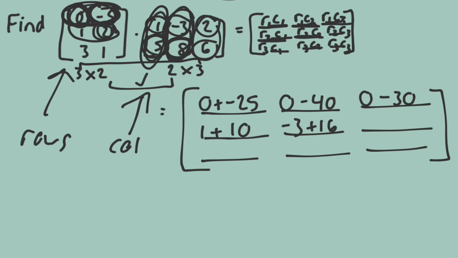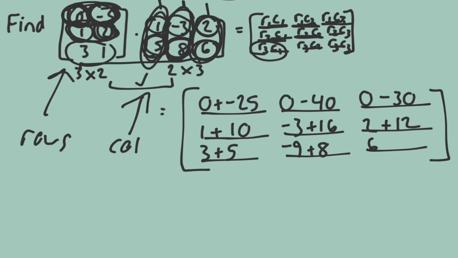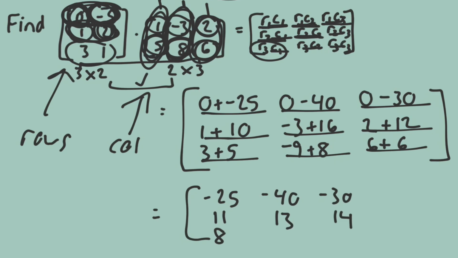And then finally, row 2, column 3. Row 2 with column 3. First one in the spot, 1 times 2 is 2, plus 2 times 6 is 12. Now we're just looking at the last row, row 3 with column 1. So row 3, column 1. And then row 3, column 3. 3 times 2 is 6, plus 1 times 6 is 6. And then we can simplify each one.